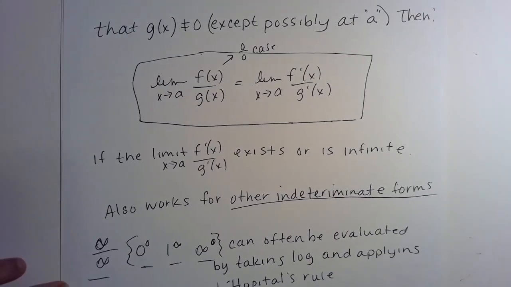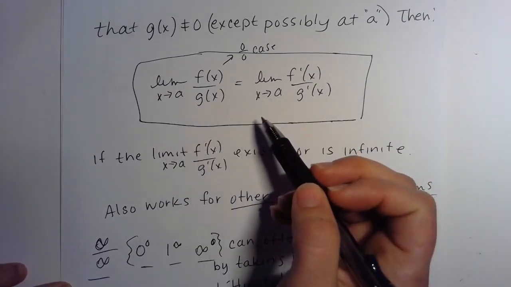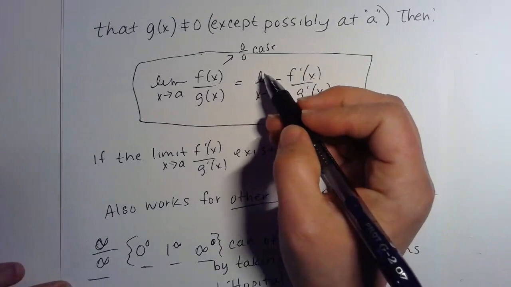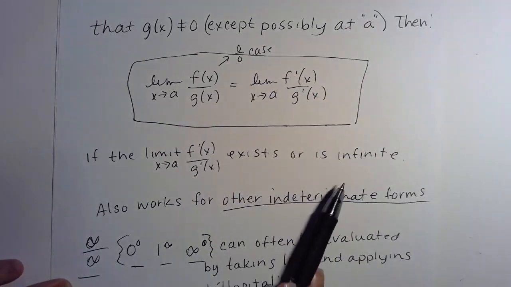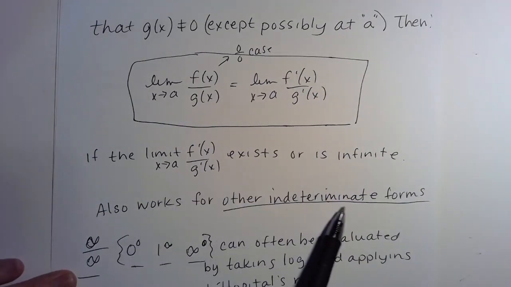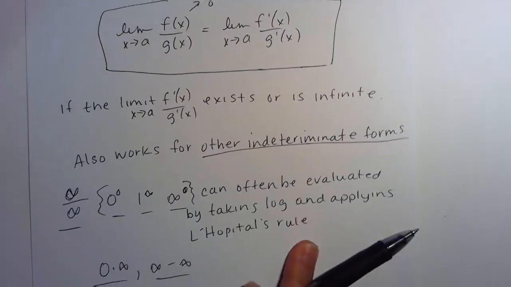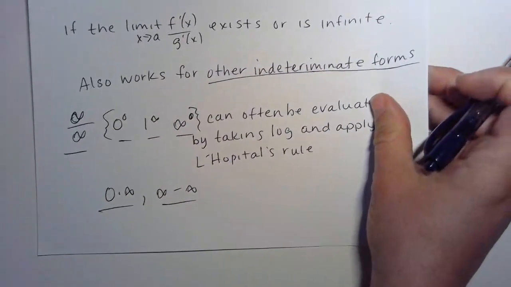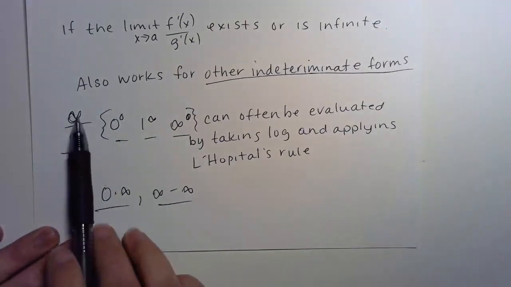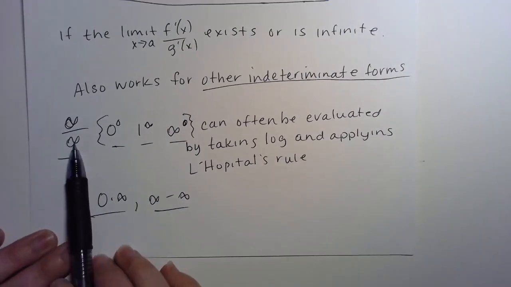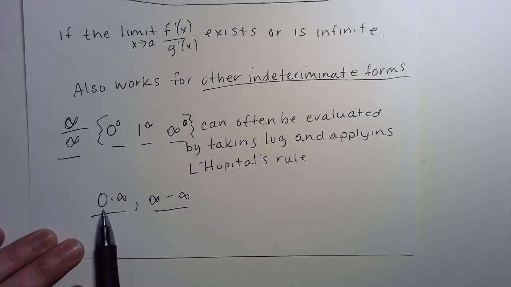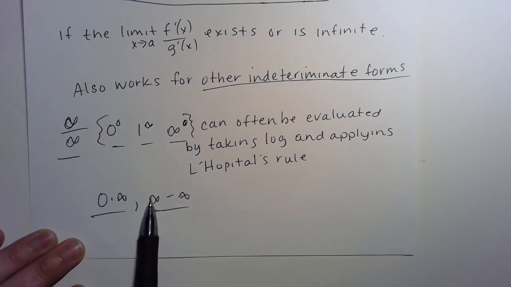So basically this definition up here is for the 0 over 0 case, but it also works for other indeterminate forms, and this is a list of all the different indeterminate forms here. Basically it'll also work if I have infinity over infinity, and then also if I have 0 times infinity, infinity minus infinity. Now there's some algebra that goes along with these. I'm going to put these in a second lecture.